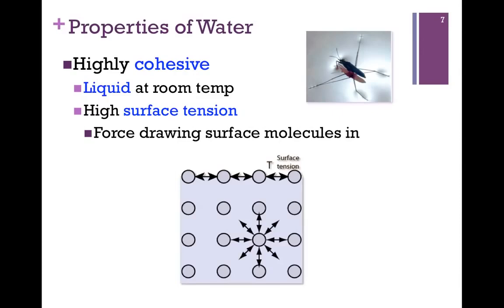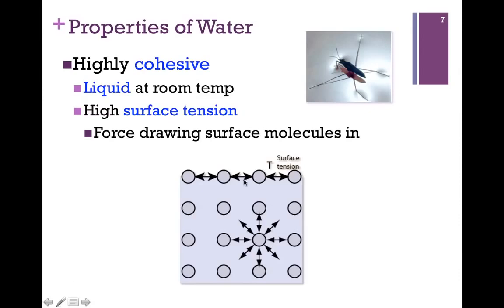Let's look at the figure at the bottom of the screen here. If we look at each one of those spheres as representing a water molecule, the one in the center of the screen here is a water molecule that is surrounded 360 degrees by other water molecules, and so there's a maximum degree of hydrogen bonding interactions.